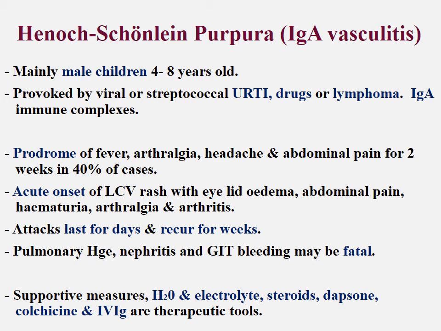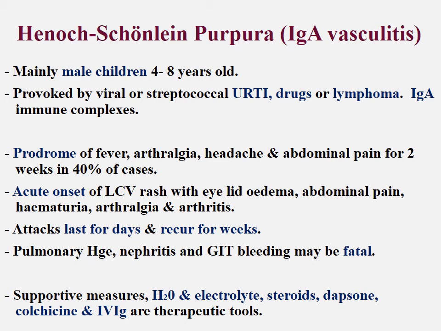The child presents with a prodrome, fever, arthralgia, headache, abdominal pain for 2 weeks in up to 40% of the cases. There is acute onset of leukocytoclastic vasculitis rash. So we talk about again palpable purpura and the other forms of the rash, be it macules, ulcers, necrotic areas, or small blisters. Characteristic here we find the eyelid edema. With the abdominal pain, there is hematuria, arthralgia, and arthritis. Attacks last 4 days and recur for weeks.